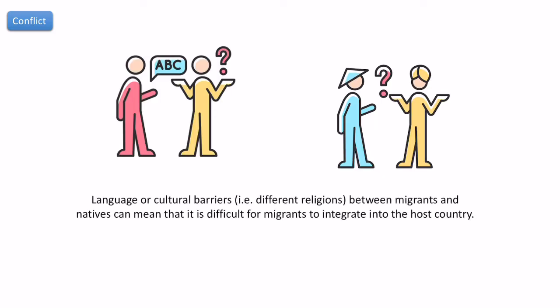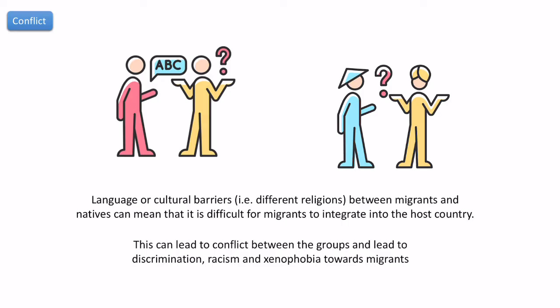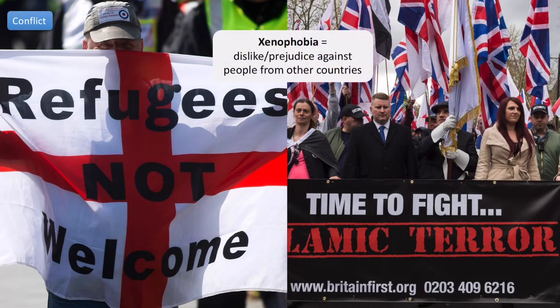We also get issues in terms of language or cultural barriers. The cultural barriers means perhaps people have got different religions or traditions between the migrants and natives. And if this starts to happen, migrants can often find it hard to integrate into that host country. In the worst circumstances, this can lead to conflict between groups, lead to really bad incidents of discrimination or racism and xenophobia towards migrants. So the word xenophobia, it means dislike or prejudice against people from other countries. And I've shown some examples here of because migration has happened to the UK, you start to see certain groups show this xenophobia, a dislike of migrants who have come over to the country, whether they be refugees or economic migrants.